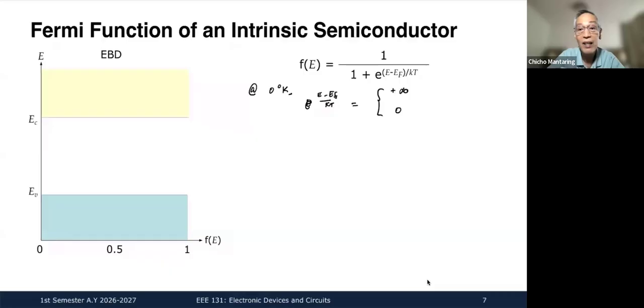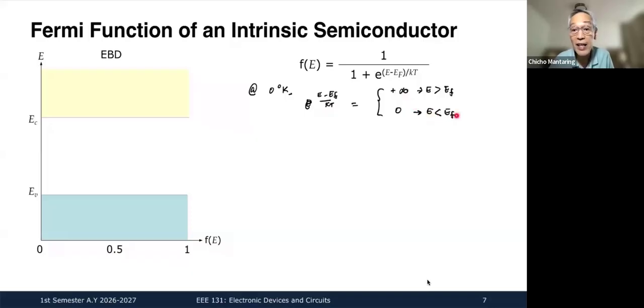When E is greater than EF, that's right. When E is less than EF. Kung E mas malaki sa EF, kahit nakatiting lang, ano? Kahit nakatiting lang, kung itong E mas malaki rito, this will be equal to infinity, and therefore e to the infinity is equal to infinity.